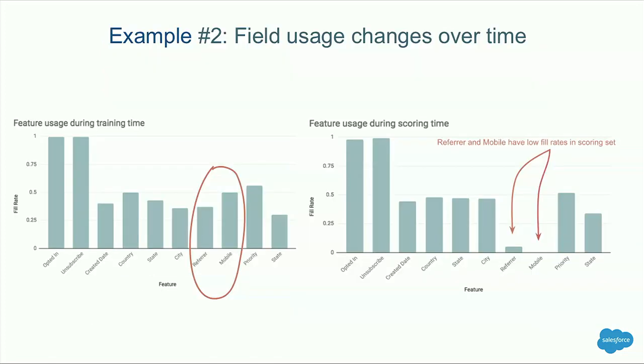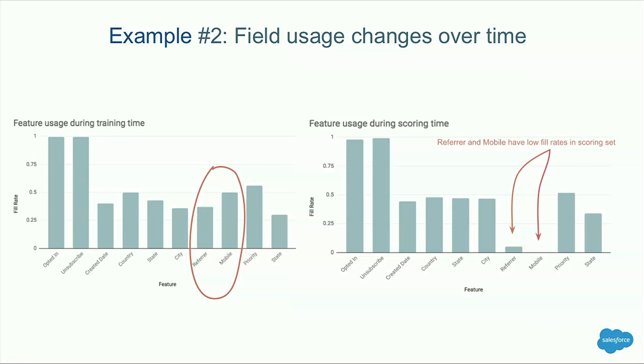All right. Another example of nuance is field usage changing over time. So on the left, I have the data set during the training time. And on the right, I have the data set during the scoring time. And a fundamental assumption of machine learning is that the data your model is trained on is similar to the data it's scored on. If it's different, all bets are off.